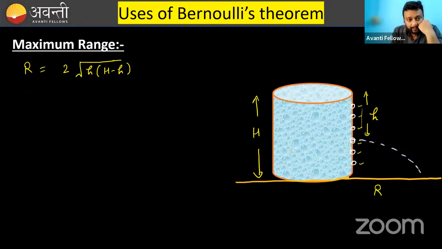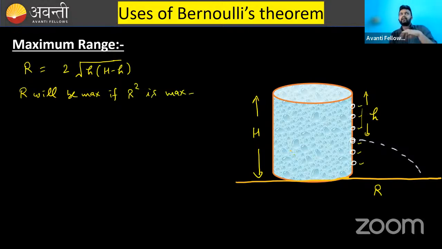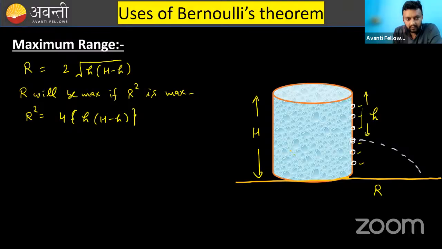What if I say R will be maximum if R square is maximum? Can you relate this? If R square is maximum, then R is also maximum because we are just squaring it. So if I square it, R square becomes 4h into (H minus h).